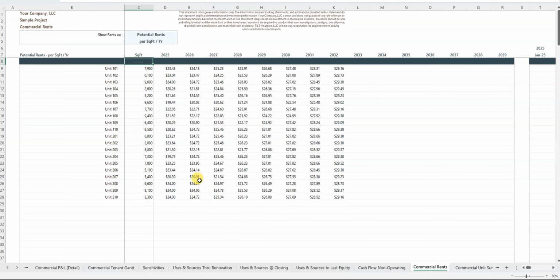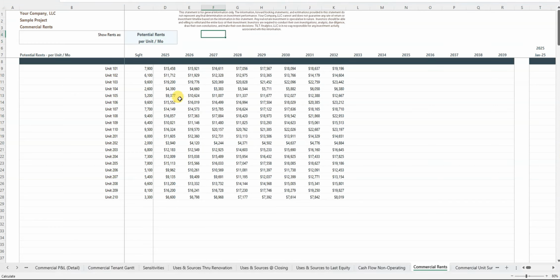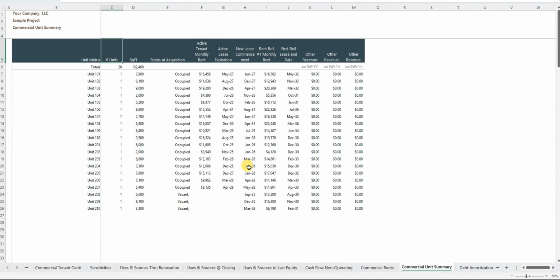There's a nice breakdown here showing your commercial rents, however you'd like to see them. So I can see per square foot per year, and I can see potential rents, and so on. Or I could toggle and see, say, per unit per month, and this table updates and so on. So a nice, easy way to see what your projections are on a per unit basis. Summary of units showing active leases, status, and so on.